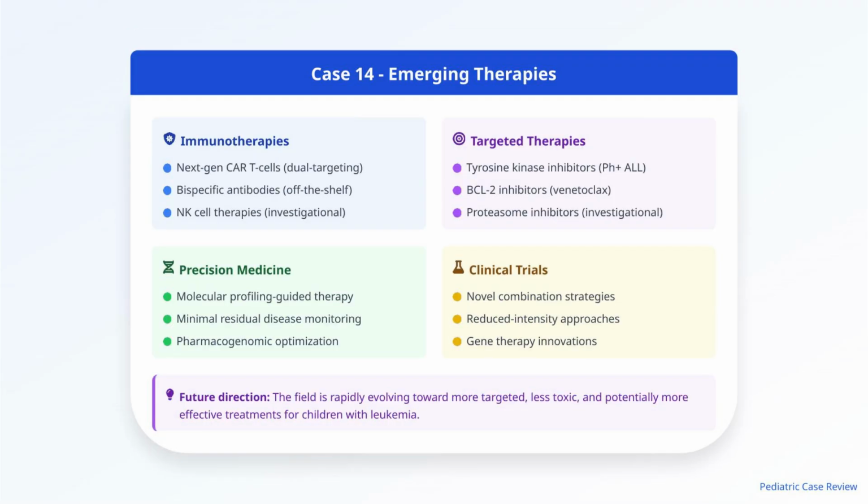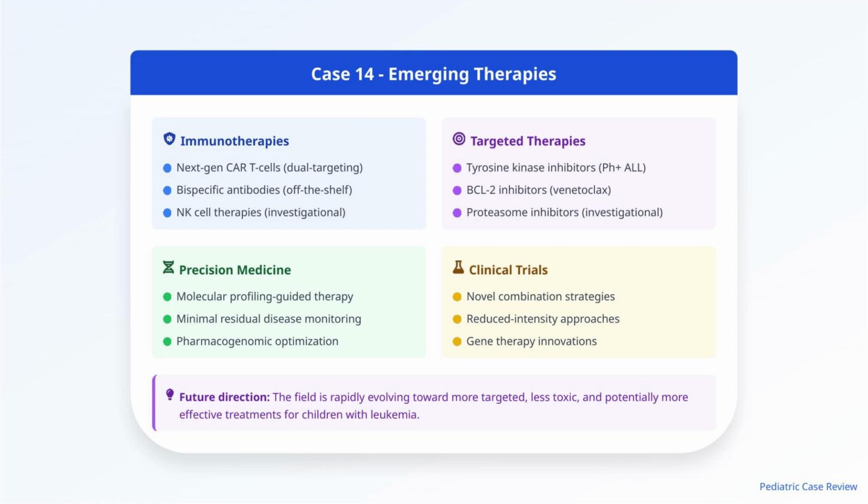Let's explore the broader landscape of emerging therapies for pediatric leukemia. Beyond CAR T-cell therapy, the field is advancing rapidly with several promising approaches. Immunotherapies continue to evolve, with next-generation CAR T-cells designed to target multiple antigens simultaneously to prevent antigen escape. Bispecific antibodies like blinatumomab provide an off-the-shelf alternative to cell-based therapies. Targeted therapies include tyrosine kinase inhibitors for Philadelphia chromosome-positive ALL and BCL2 inhibitors that target specific survival pathways in leukemia cells.